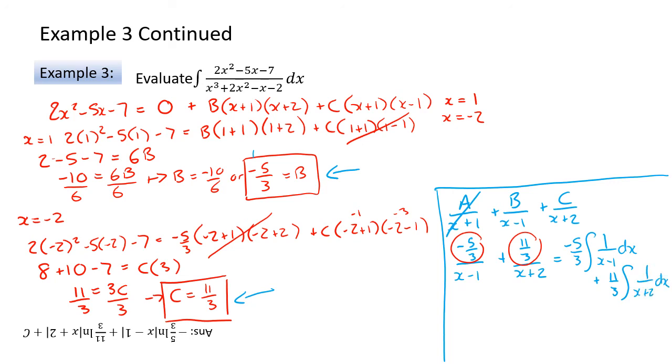Okay? So remember, 1 divided by these functions, x minus 1 and x plus 2, gives the ln. So what we're left with in our final answer is negative 5 over 3 times the ln of x minus 1, remember the absolute value, plus 11 over 3 times the ln of x plus 2, again the absolute value. And at this point, we can add in our constant at the end. So you can see here we only have 2 terms. And again, we started with 3. So why was that the case?